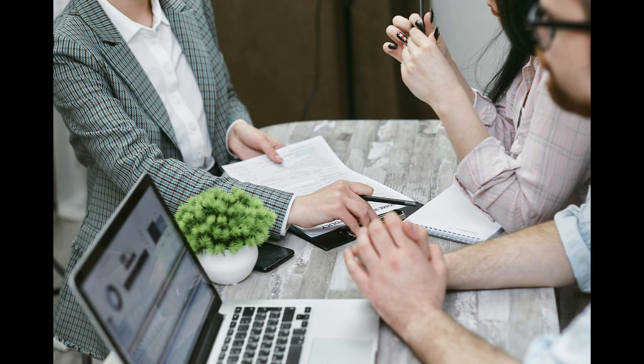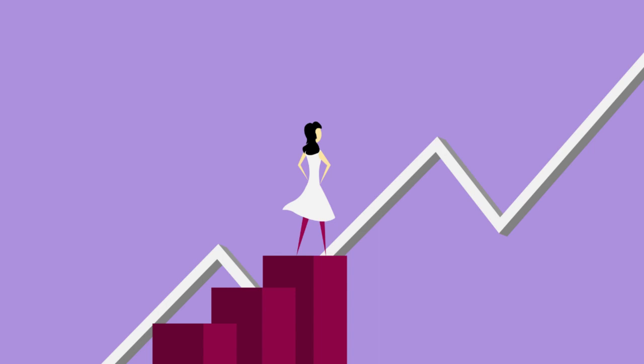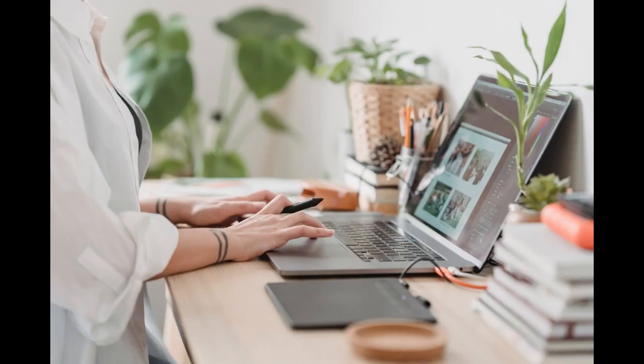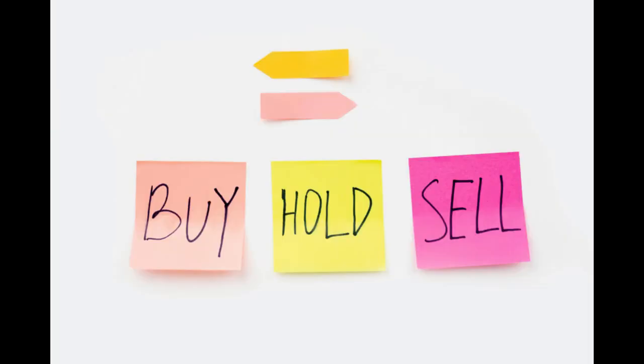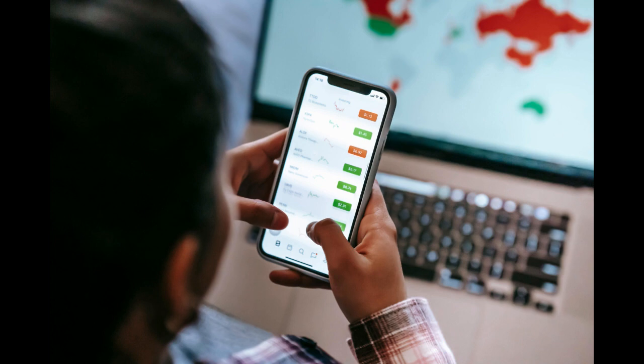2. Choose a name. Select a unique name for your LLC that complies with the naming rules of your jurisdiction. The name typically needs to end with LLC or Limited Liability Company. Check the availability of your chosen name to ensure it's not already in use by another business entity.